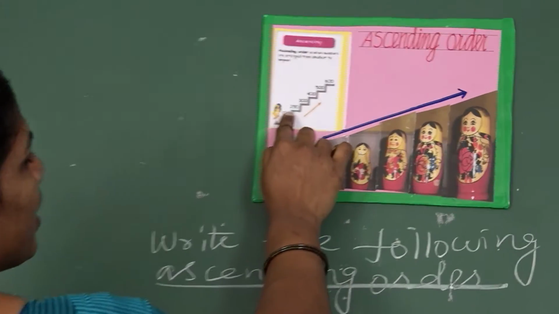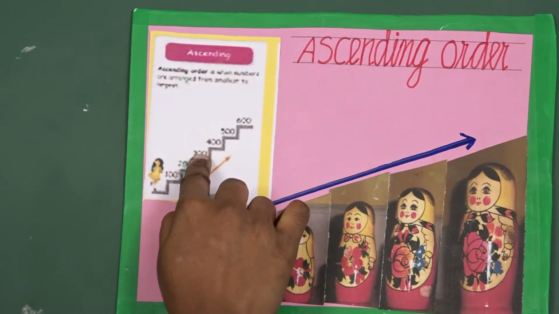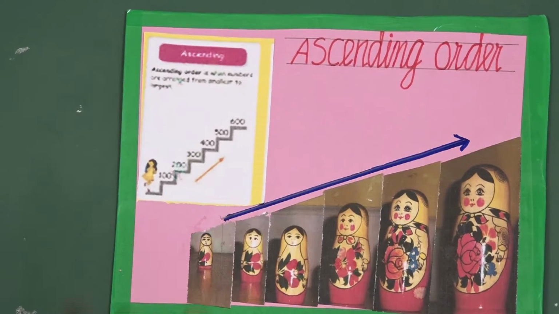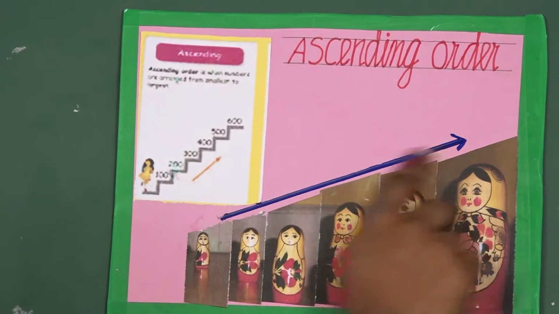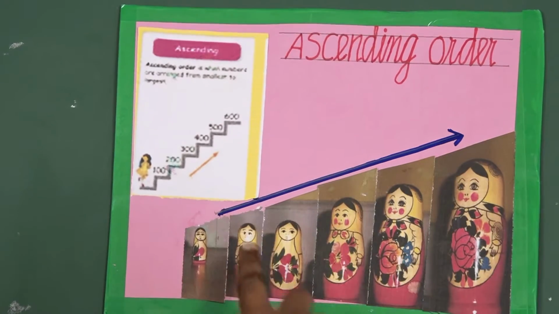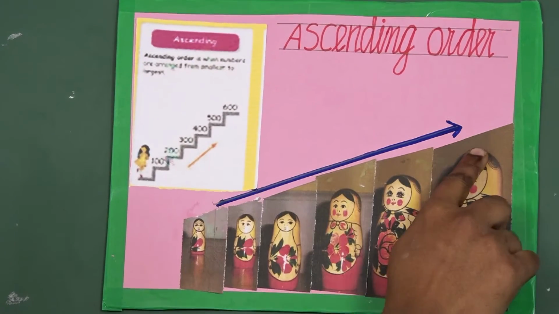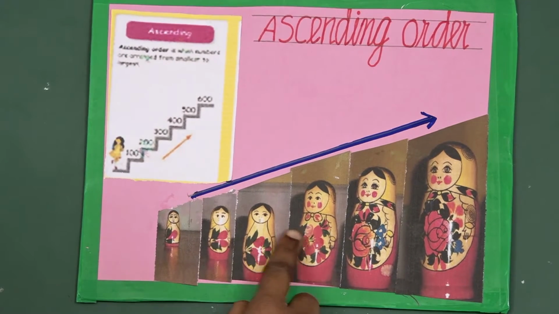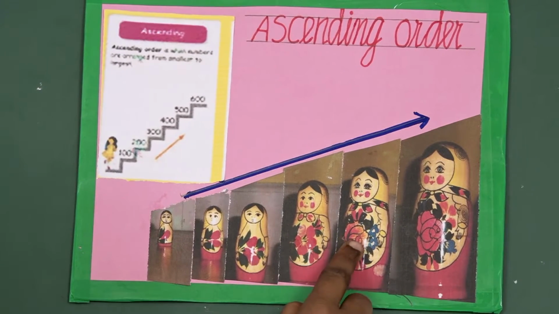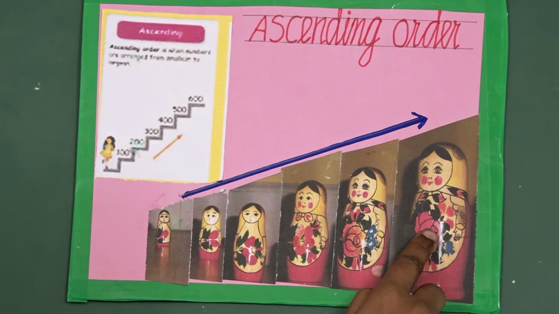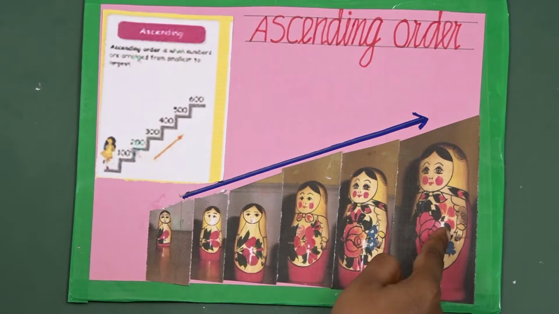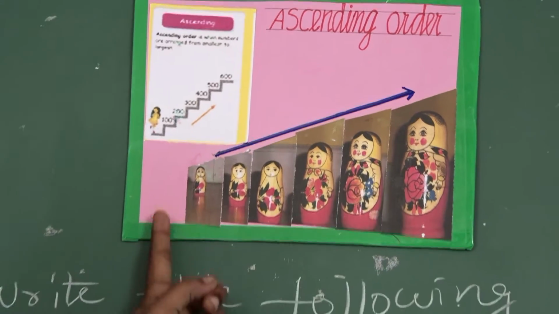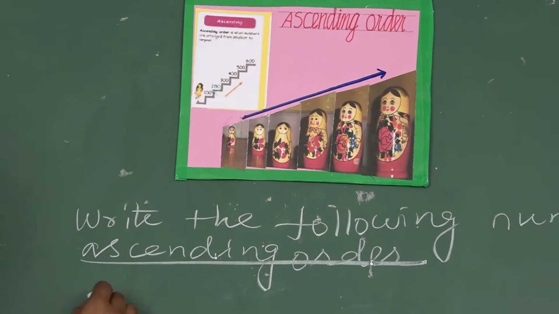See these numbers: 100, 200, 300, 400, 500, 600. These are in ascending order. Say, what are these? These are dolls. Comparing these, this one is big. Going from small to big, these are in ascending order.